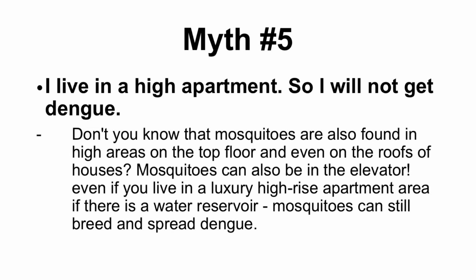I live in a high apartment, so I will not get dengue. No, don't assume that mosquitoes cannot go up to the highest apartment. They can be in the elevator too, you know. So mosquitoes can still breed and spread dengue. Even on top of the roof where there is enough water for them to breed, they will breed.